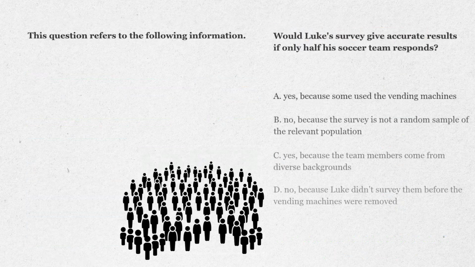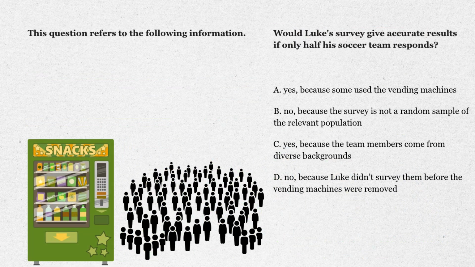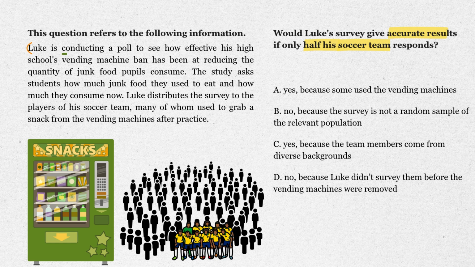Let's move to the next question. It asks, would Luke's survey give accurate results if only half his soccer team responds? Two keywords: accurate results and half his soccer team. Let's read the survey. Luke is conducting a poll to see how effective his high school's vending machine ban has been at reducing the quantity of junk food pupils consume.